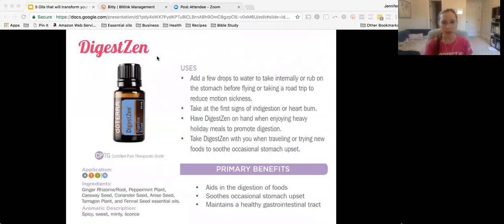So if you're not feeling well after a meal, something didn't sit right with you, then applying it topically and taking a little bit in a glass of water or a veggie capsule will bring relief pretty quickly. It's a pretty fast acting oil, which I love, because when you're feeling like that, you don't want to feel like that very long, right?